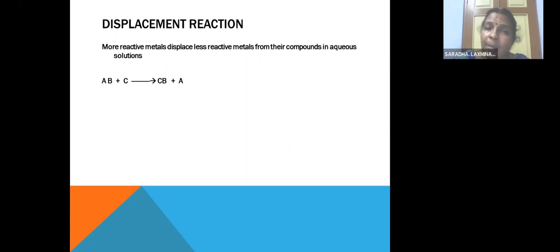When a more reactive metal displaces. Now, when you say this word more reactive, the question of what is this more reactive, how it is being compared, comes into play. So in that case, we will tell them the metals are classified according to their reactivity, and that is called the reactivity series. This they will learn only in Class 10, but there is no harm in saying there is something called reactivity series. Teachers, whatever is applicable for your group of children, please take it.